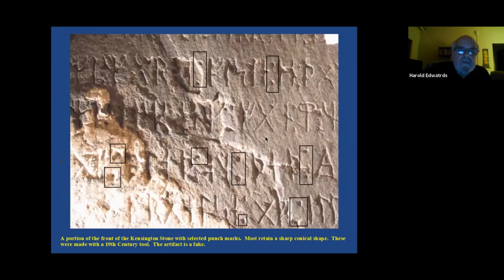This is the inscription on the Kensington Stone. It shows you these punches in these conical punch marks. This is done by that type of tool and not by the faceted tool. Again, this shows that the artifact was made in the 19th century.